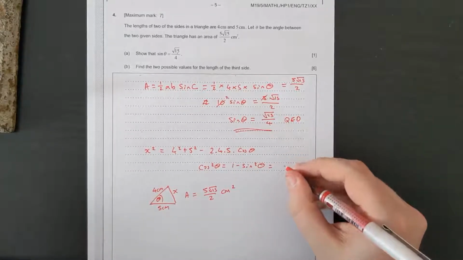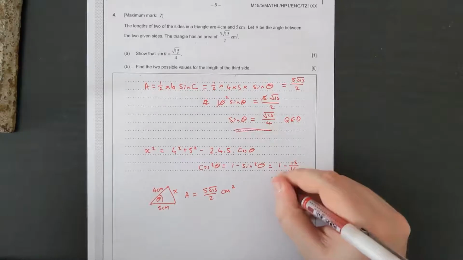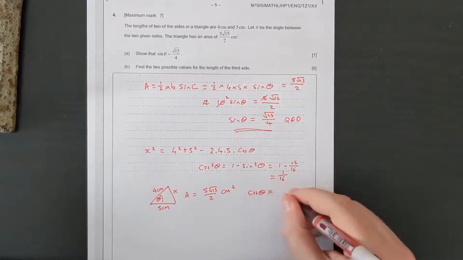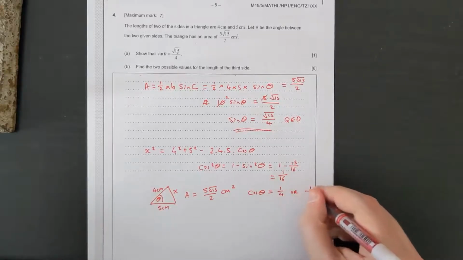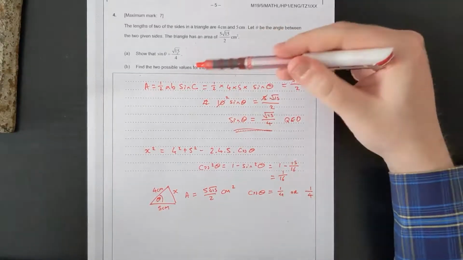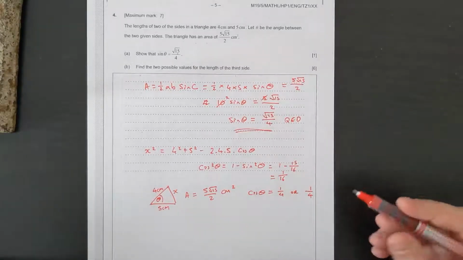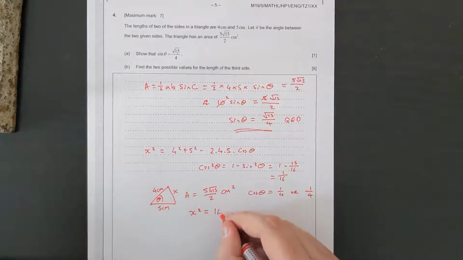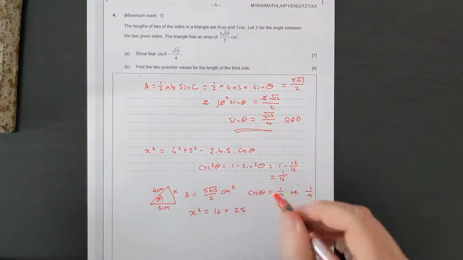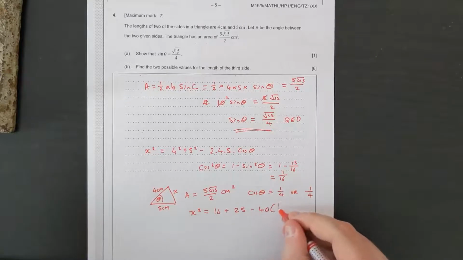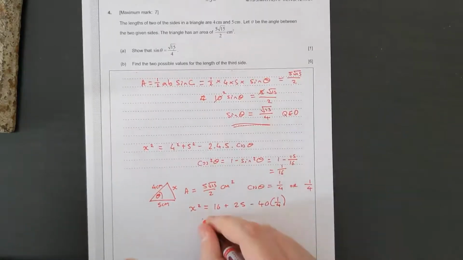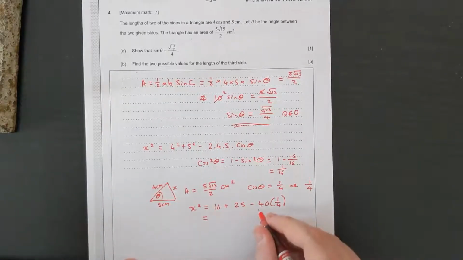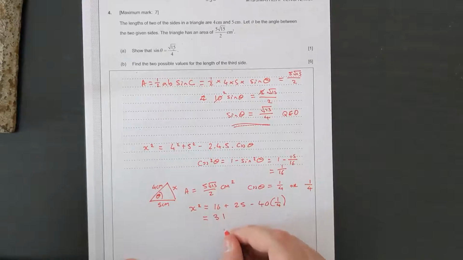So cosine squared theta is 1 minus 15 over 16, which is 1 over 16. Square rooting both sides gives me cosine theta is equal to a quarter or minus a quarter. And I've got my little hint there, 2 possible values for the third side. So I substitute that into my equation. x squared is 4 squared, that's 16, plus 5 squared, 25, minus 2 times 4 times 5, that's 40, times a quarter, which is x squared is equal to 16 plus 25 is 41, minus 10, 31.